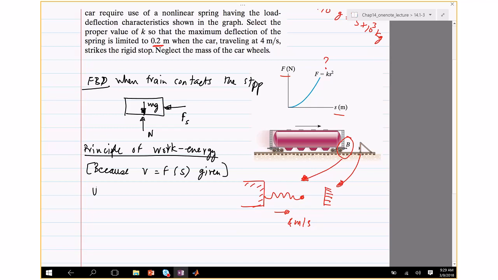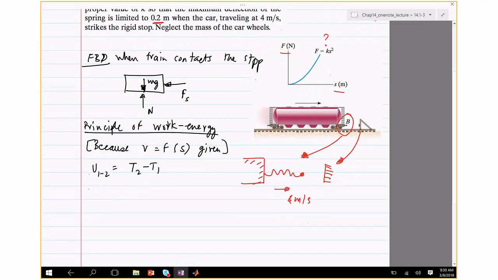Okay, so what does the principle of work and energy say? It says that the net work done is the change in kinetic energy. The net work done is the work done by the spring. So the spring is applying a force to the left, so it's minus Fs, where Fs is the spring force. ds is to the right, so it's positive, and we have to integrate the displacement from 0, initially, to 0.2.